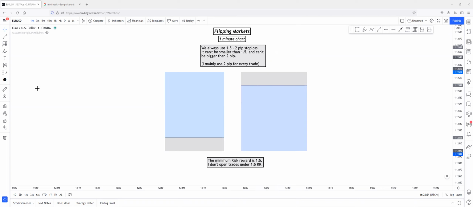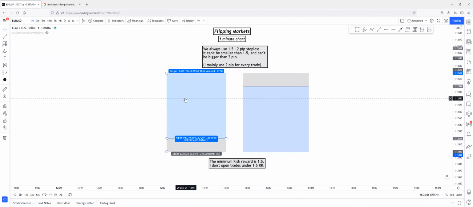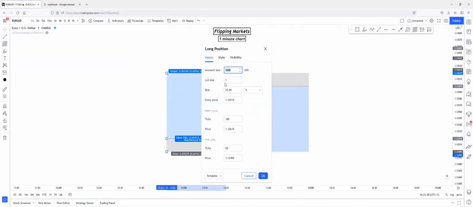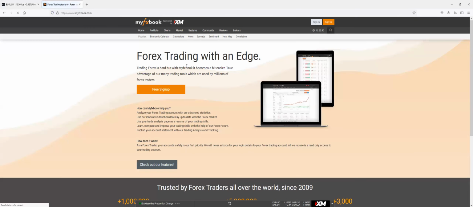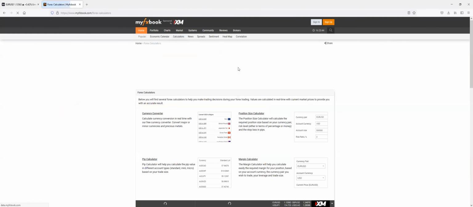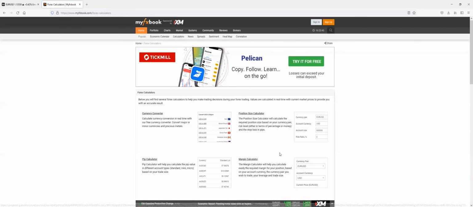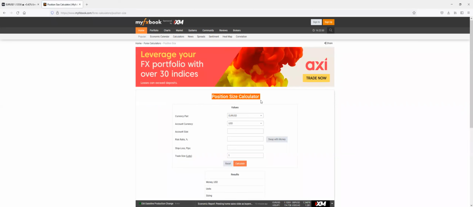Okay. To calculate your lot size, you will just have to double click on this position. For example, the stop loss level is 20 ticks. 20 ticks equals 2 pip stop loss. So knowing the fact that you are working with 2 pip stop loss, you will just have to open myforexbook.com, click on the site. In the upper area, you will find calculators here. Click on the calculators, click on this position size calculator. And on this side, you will be able to calculate your lot size.